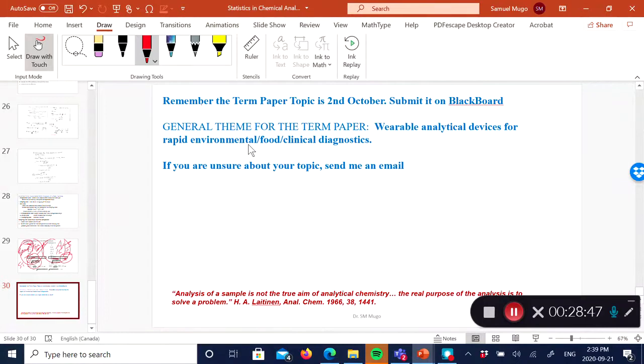If you don't want to take any of the topics I had suggested in the introductory lecture, just choose your own topic, so long as it fits in this theme. And then you're going to post it on Blackboard. I'm going to create an assignment link, called the term paper topic, on Blackboard, where you're going to submit your term paper topic by the 2nd of October. If you're unsure about your topic, please send me an email and I can help you decide, based on your career interest, what's a good topic you can work on.